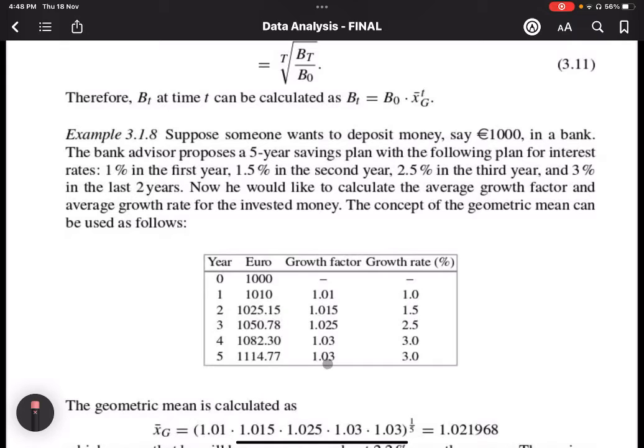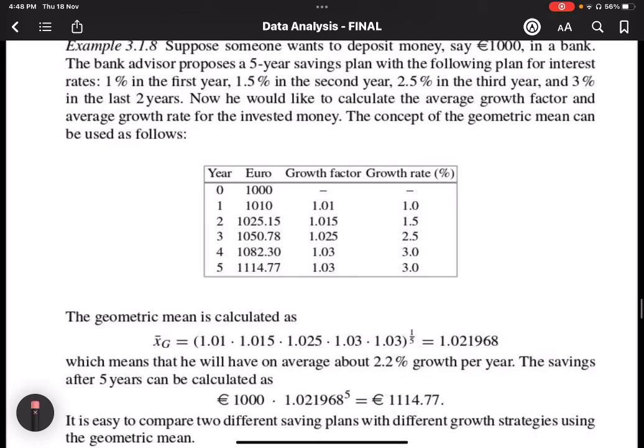And then compute for the total. And then, after computing the total and dividing it by the number of growth factors, we will get the average growth factor of 1.022. Okay? The same way with the growth rate, no?